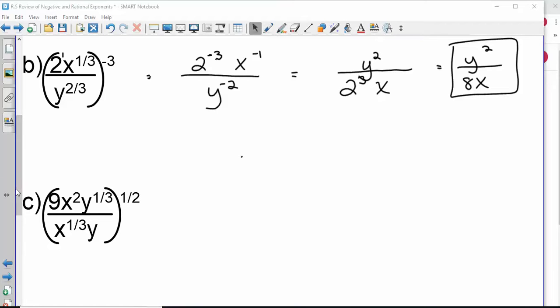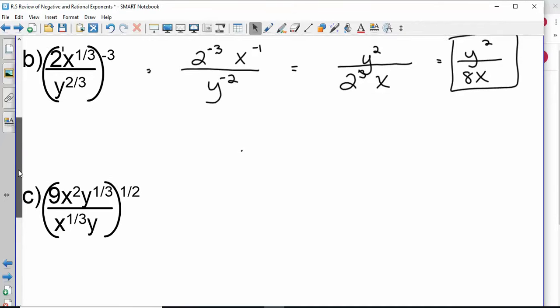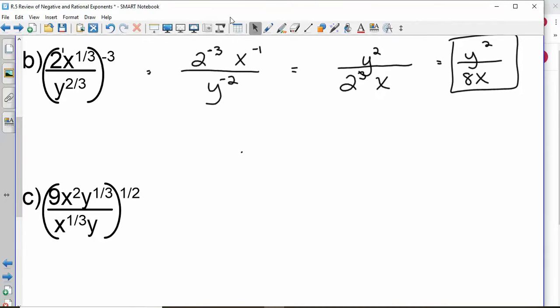Okay, C. We can start the same place, distributing that exponent. So if I want to do that, this is a 9 to the first, so you multiply those exponents. 1 times 1/2 is 1/2. X, 2 times 1/2 is just 1. You don't have to write that 1 there, you can leave it off.